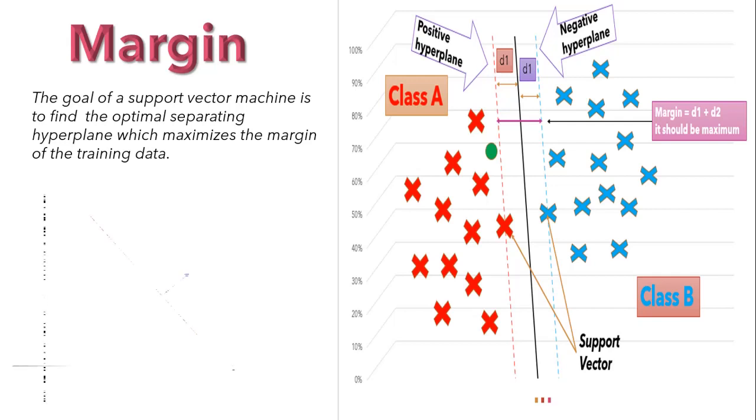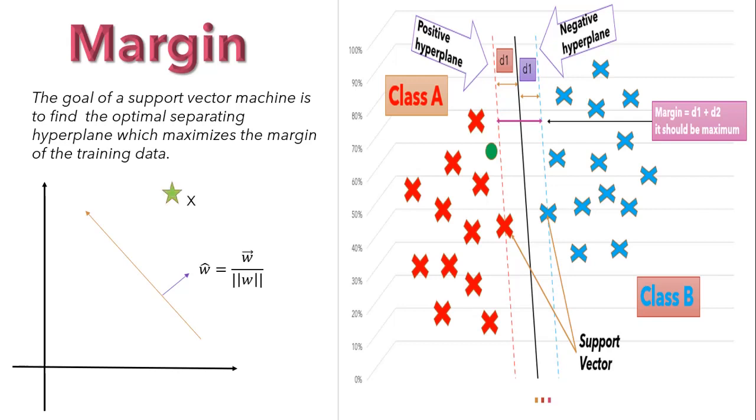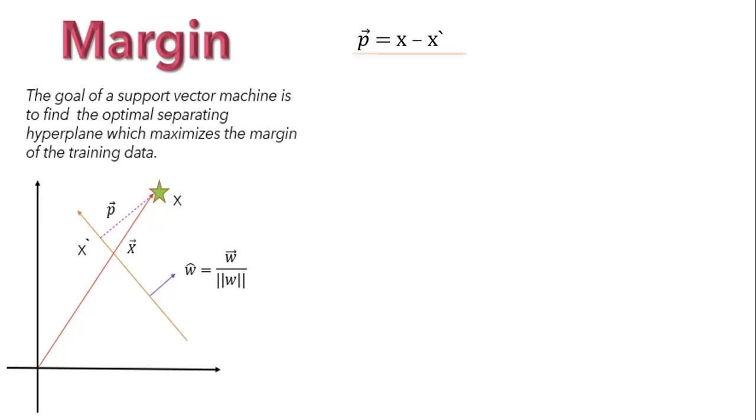Now let's say we have a line with unit vector W perpendicular to this line. Now let's consider a point X on the positive side and draw a projection of it on the line, that is X hat. So now we have this vector X and this vector X hat, and let's denote the projection as the P vector. Now I can write P is equal to X minus X hat. We can clearly see that X hat is lying on the plane, so the equation for that will be W transpose X plus B is equal to 0.